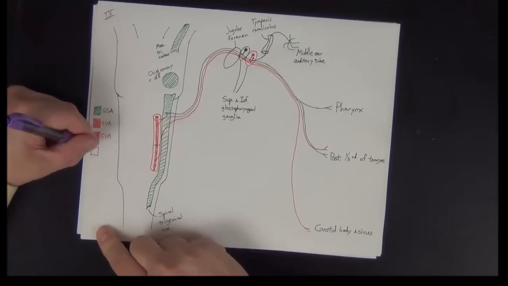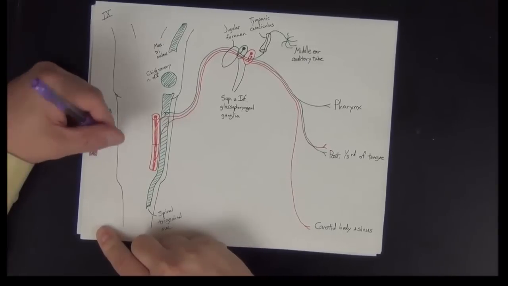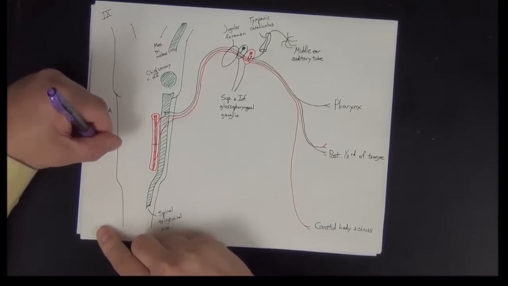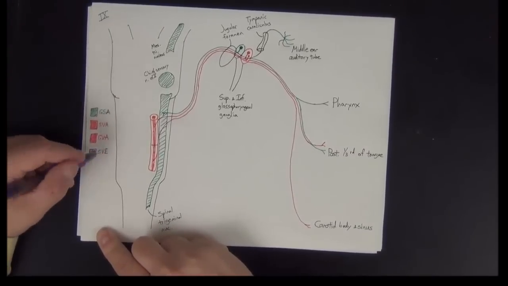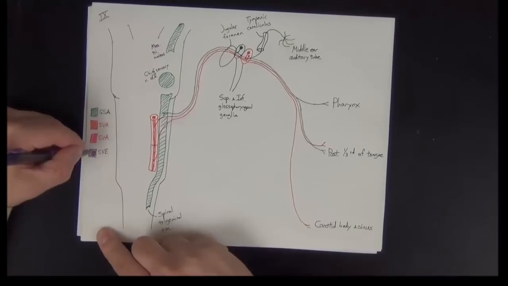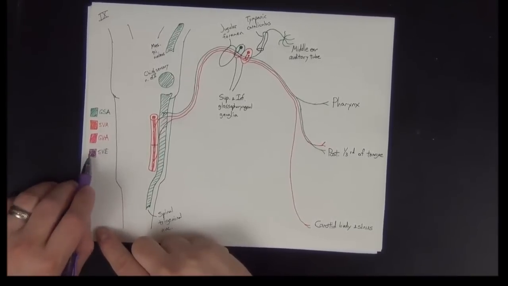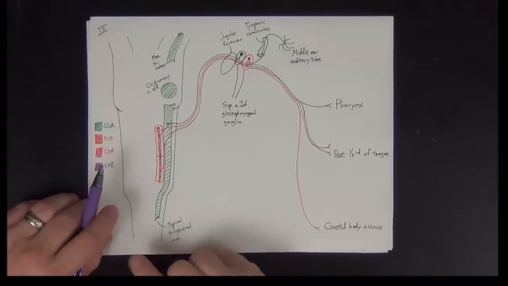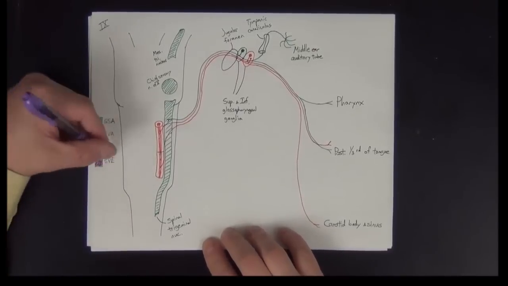Now the first one we're going to add here in purple. This modality is referred to as SVE, special visceral efferent. And I really dislike this term because there's not really anything visceral about it. It is efferent, meaning that it's motor. These axons extend to muscles that were created by the pharyngeal arches. And again, I have another video on the pharyngeal arches, so feel free to check that out anytime you want to.